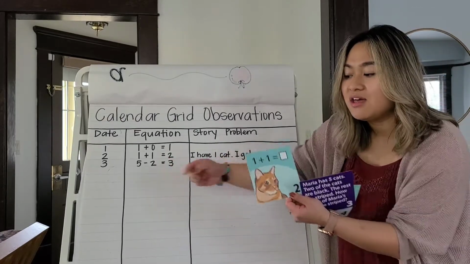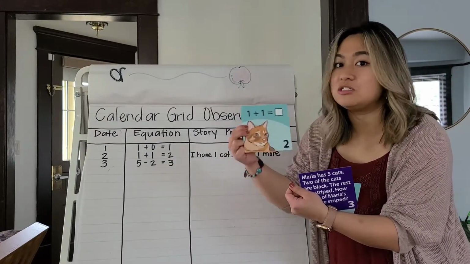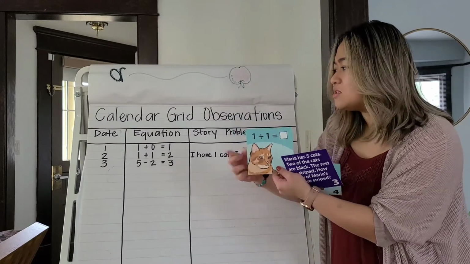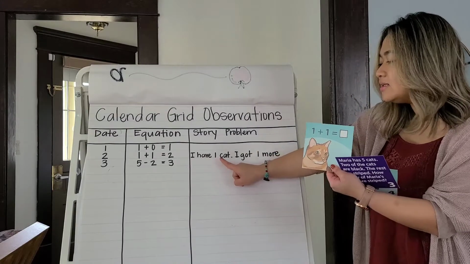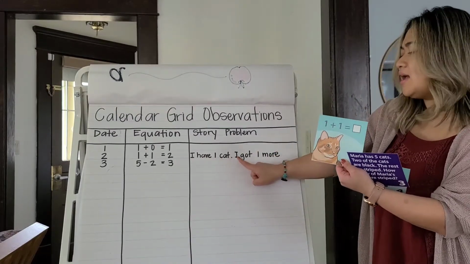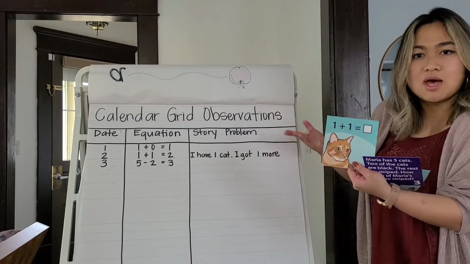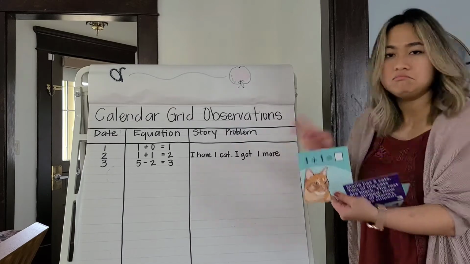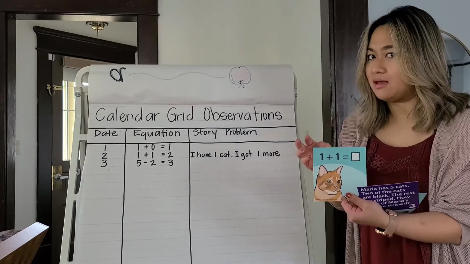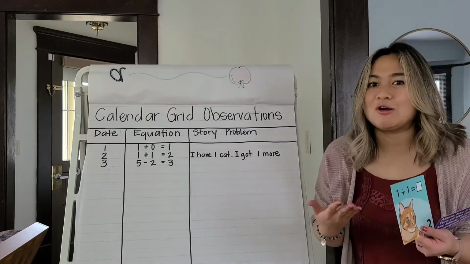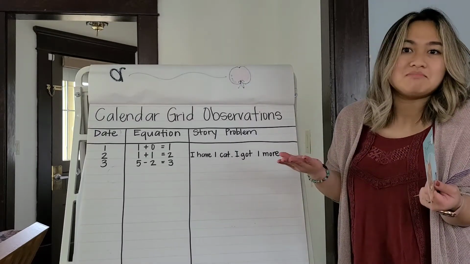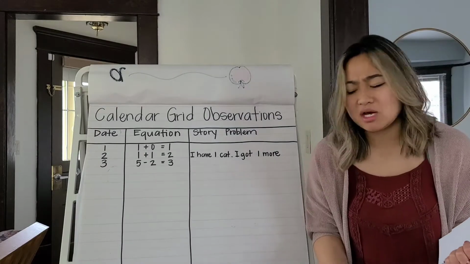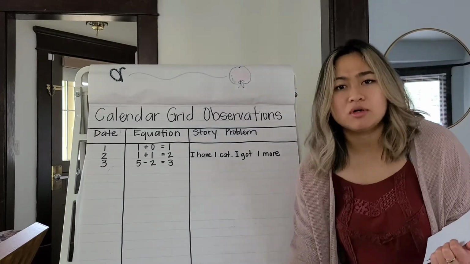But this one does not have a story problem, and so I made one up. I said, I have 1 cat. I got 1 more. So how many cats do I have? That's 2. Okay. Are you starting to understand how this works? Maybe, maybe not. It might be confusing right now, but the more we do it, the more clear it'll be.